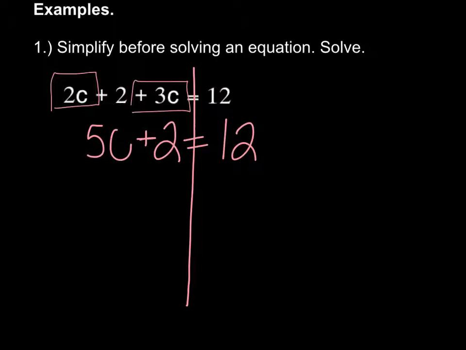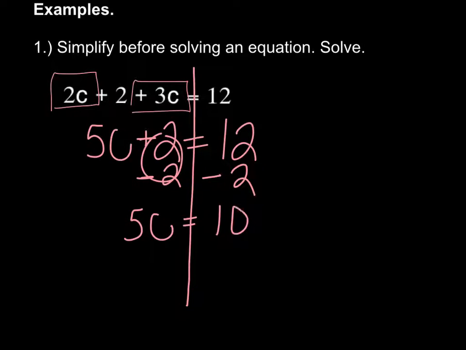From this point, it's a 2-step, and I follow those same steps. I'm looking for subtraction, and I have none. Addition is next, so I'm going to inverse the 2. 5C, positive 2, negative 2, 0, equals 10. Divide by 5. So C, 10 divided by 5, is 2.